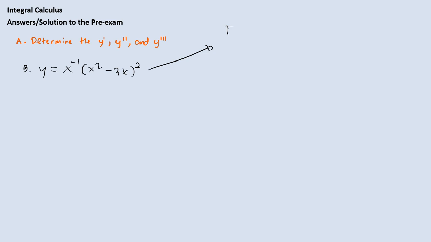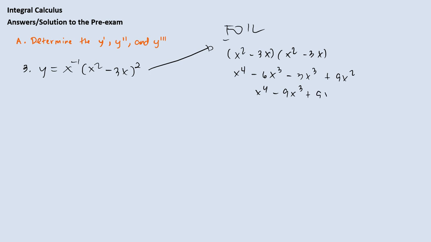Okay, so remember FOIL. We have x squared minus 3x, x squared minus 3x. So I expand it. This will become x to the fourth. The first term outside gives minus 3x cubed, the inside term gives negative 3x cubed, and the last term is positive 9x squared. So we have x to the fourth, minus 6 minus 3, which is minus 9x cubed, plus 9x squared.